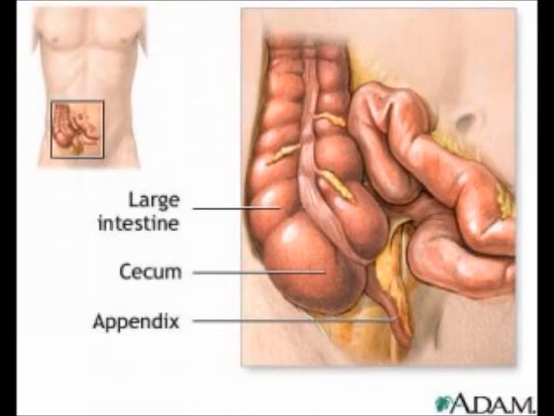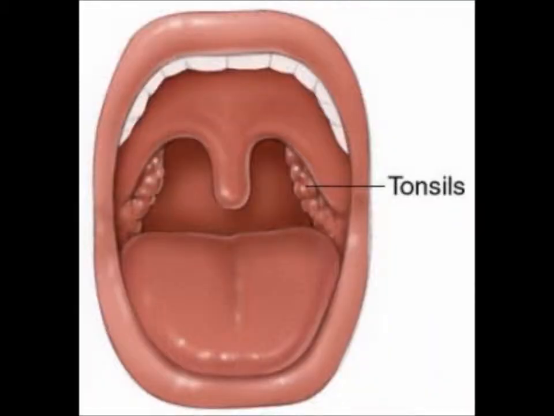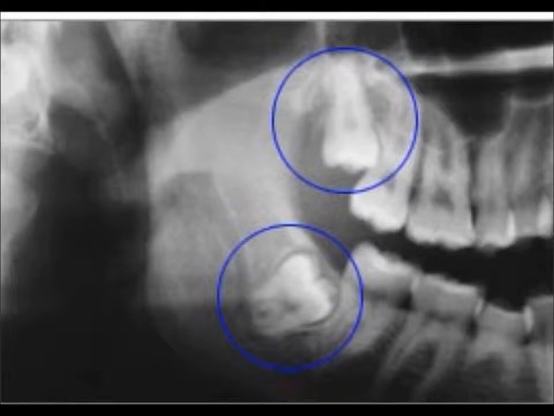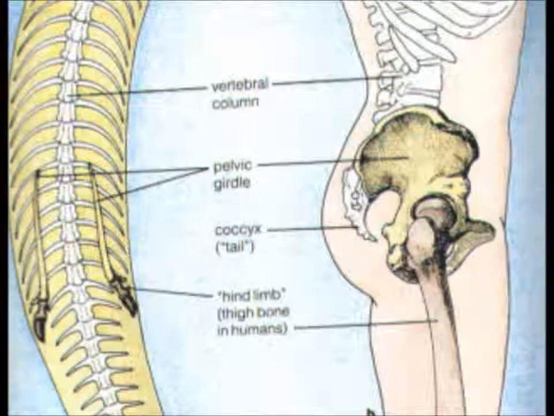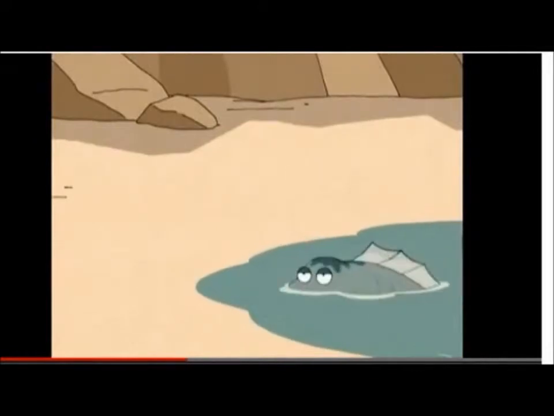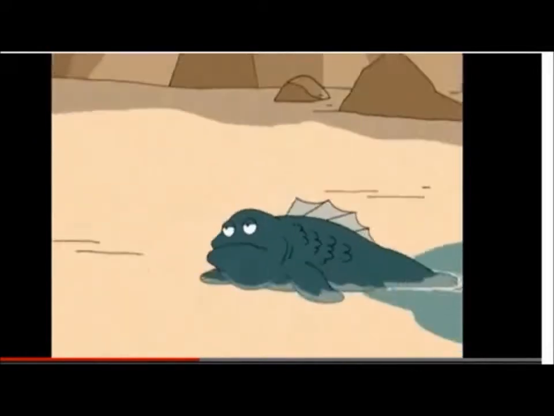Even humans have useless organs and bones, like the appendix, sinuses, tonsils, wisdom teeth, and the coccyx, commonly known as the tailbone. All of these body parts were useful long ago, but as the species evolved, they became more useless. This is all evidence that species change over time.